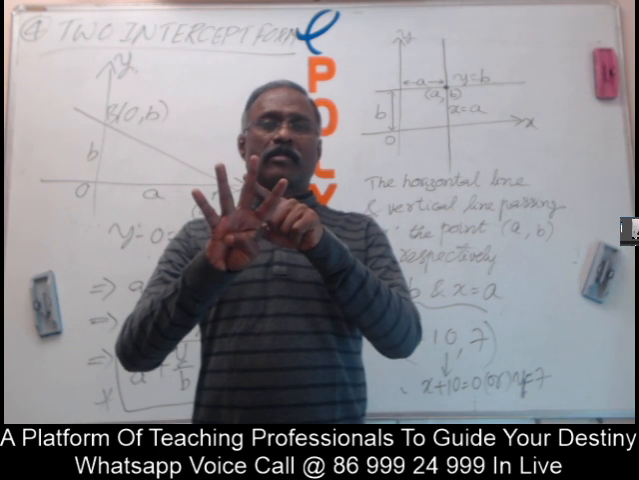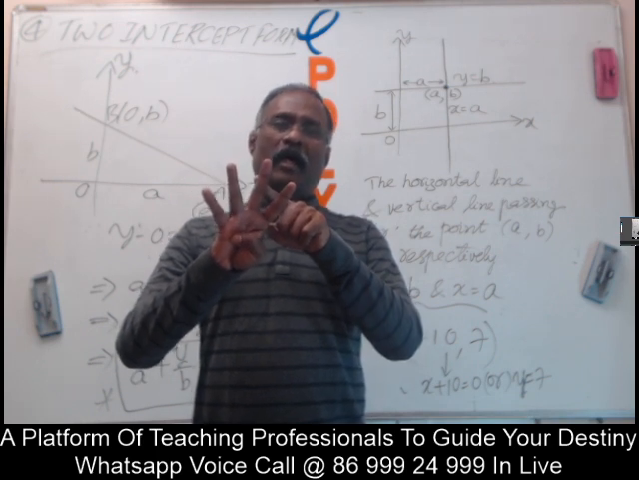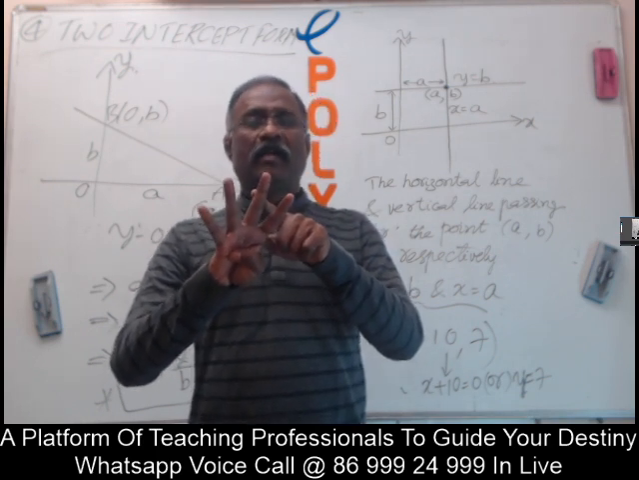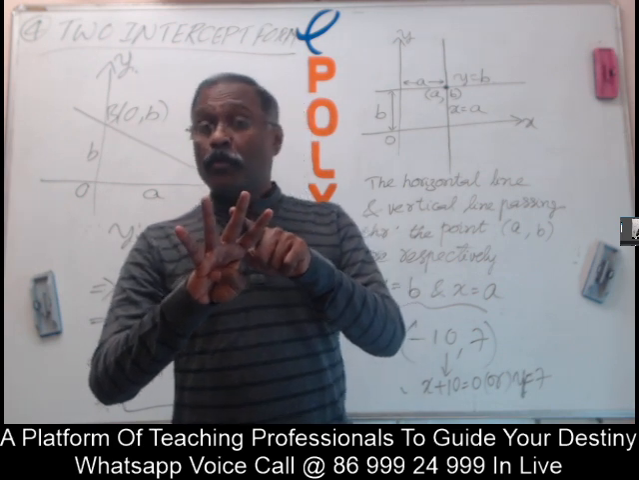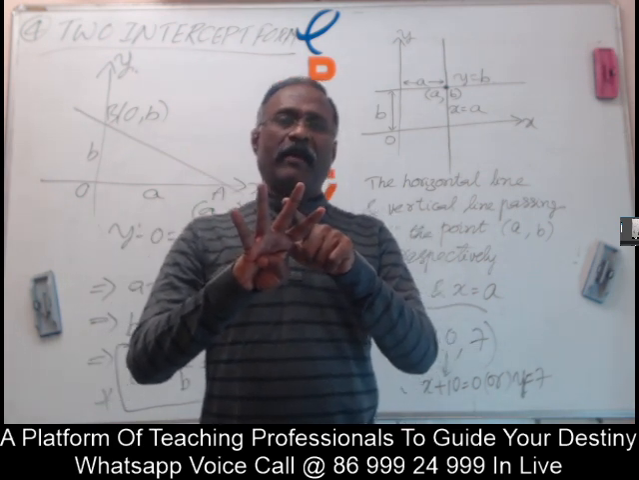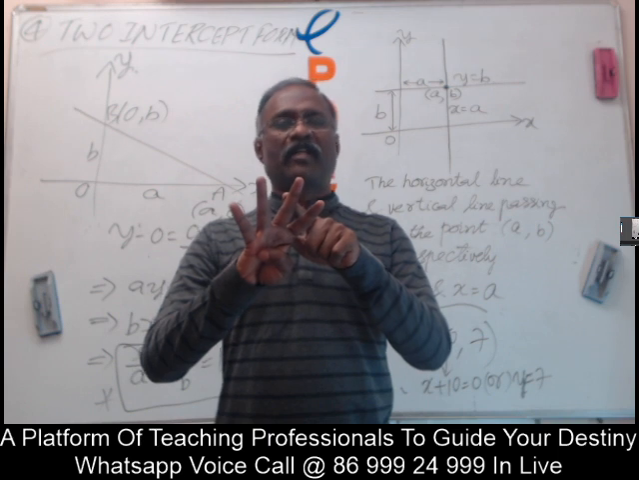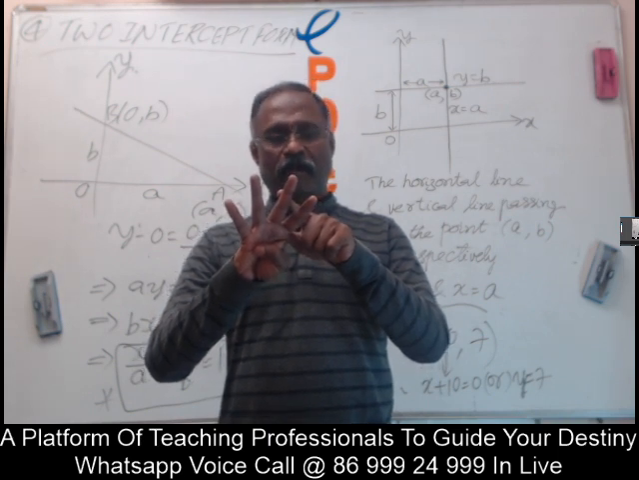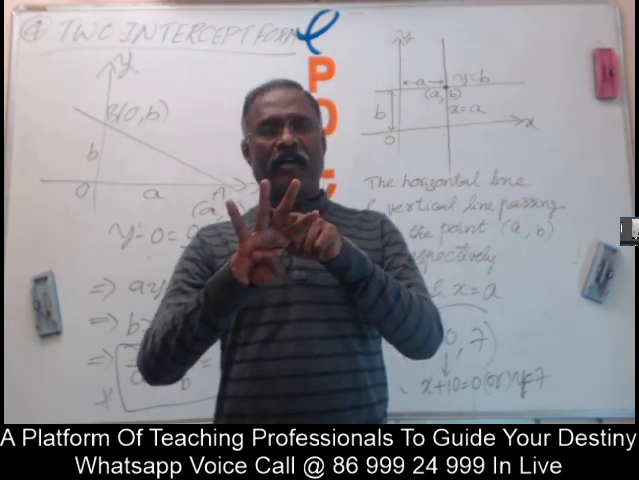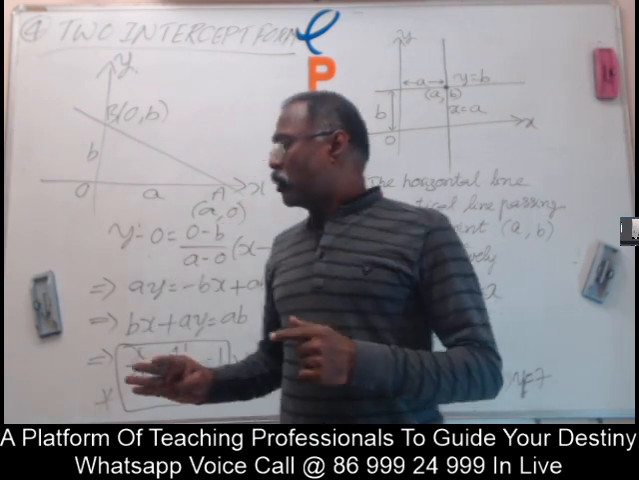Number two, slope point form is done. Slope 2-point form: y minus y1 is equal to y2 minus y1 by x2 minus x1 into x minus x1. Number three, slope intercept form: y is equal to mx plus c. Number four, two intercept form.